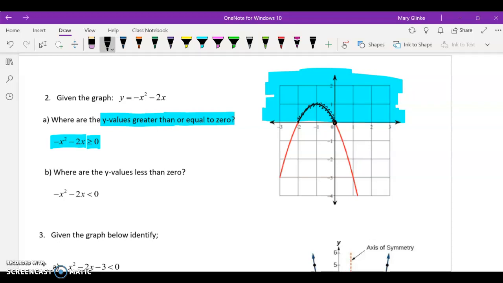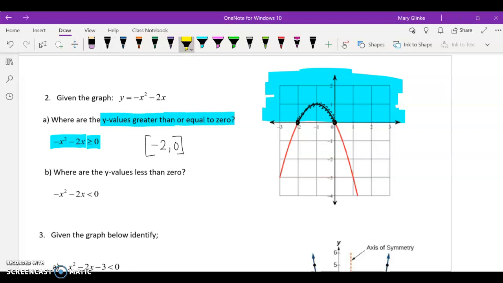And since it says or equal to, we want to include the -2 and the 0. So it's everywhere in between -2 and 0. And we use brackets for this one.